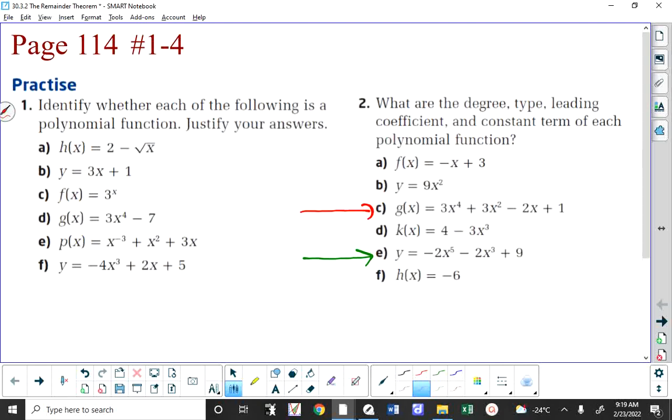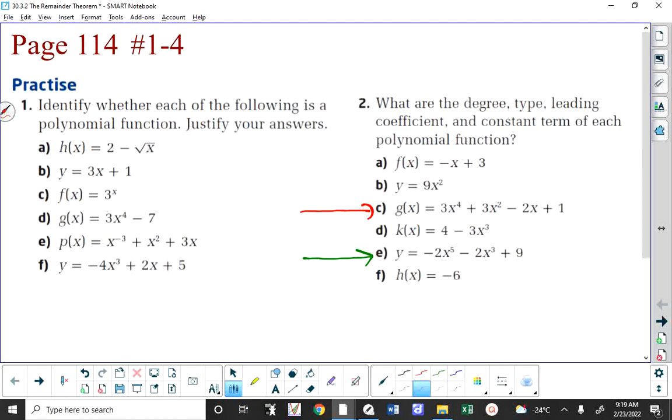So you put those two together, and if we focus on 2e here, since the degree is 5, and 5 is an odd number, the two arms are in opposite directions. Since the leading coefficient in 2e is negative, the right arm is down, and if they're in opposite directions, that means the left arm has to be up.